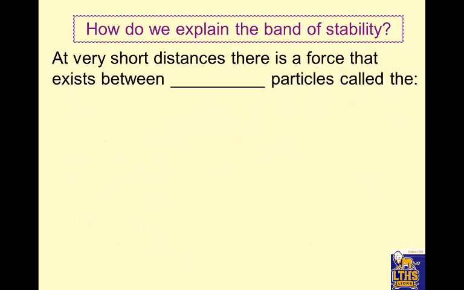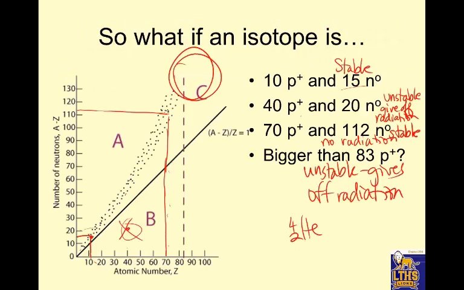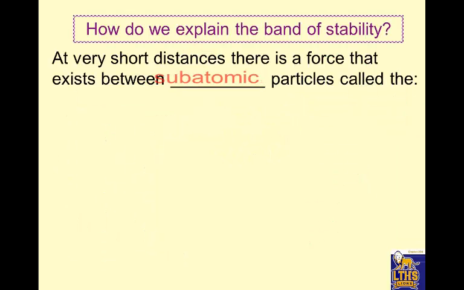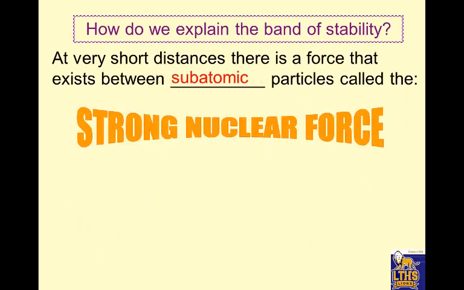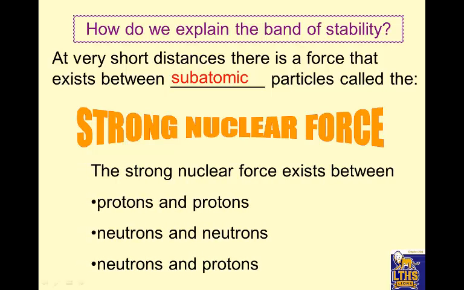Okay, so how do we explain that there's these stable atoms? Why are any atoms stable? Well, there's a force between subatomic particles called the strong nuclear force. And the strong nuclear force is an attraction of protons to protons, neutrons to neutrons, and neutrons to protons. Now you might be saying, hey, but protons are positive and other protons are positive. Why would they even stay close? Wouldn't they repel each other? Well, there's some neutrons in a nucleus too, and those neutrons kind of act like glue to allow the protons to stay together in that nucleus.